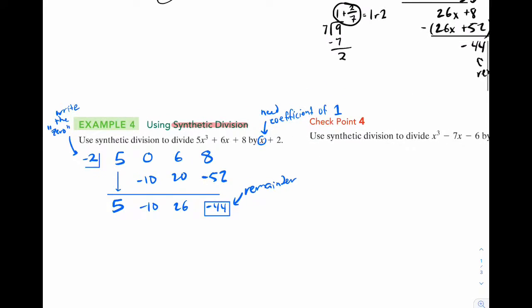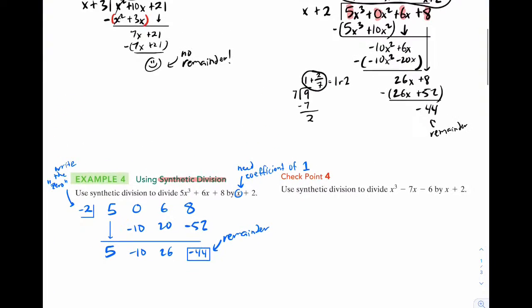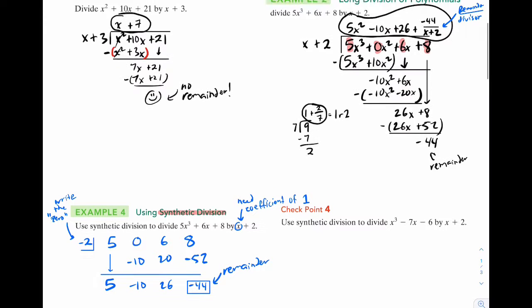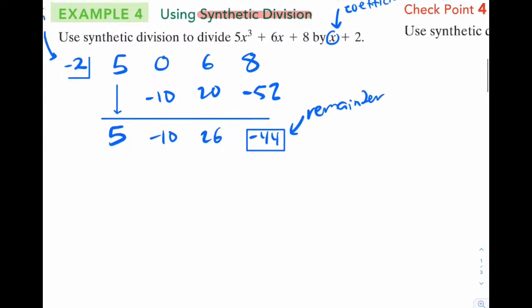Now notice how we have the exact same numbers as we did over here. Look at this: 5, negative 10, 26, negative 44. And look at what we have over here: 5, negative 10, 26, negative 44. So all that's left is to put these numbers into a context.